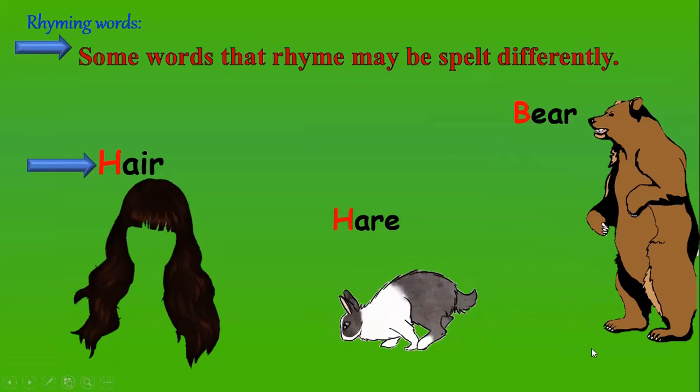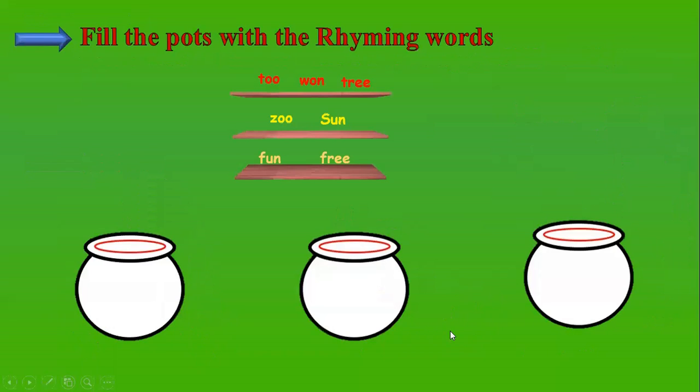Okay? Now here I have some interesting activity for you, children. There are 3 pots. This is pot number 1. This is pot number 2 and this is pot number 3. Now here is a shelf with some words. You need to arrange these words in different pots based on the rhyming sounds. The words which rhyme with 1 must go into the first pot, whereas the words which rhyme with 2 must go into the second pot. And finally, the words that rhyme with 3 must go into the third pot.